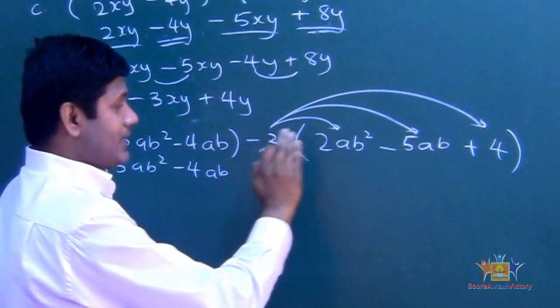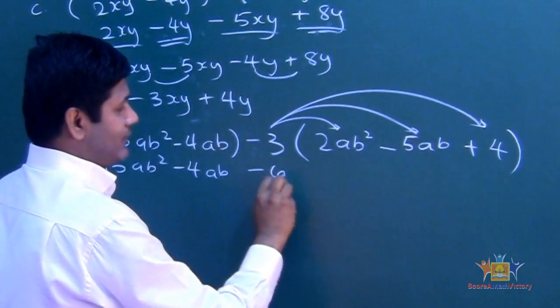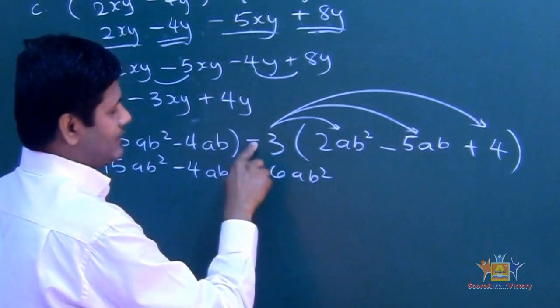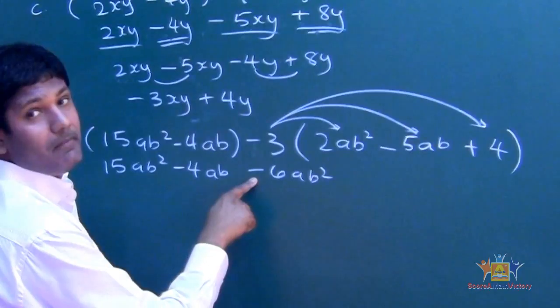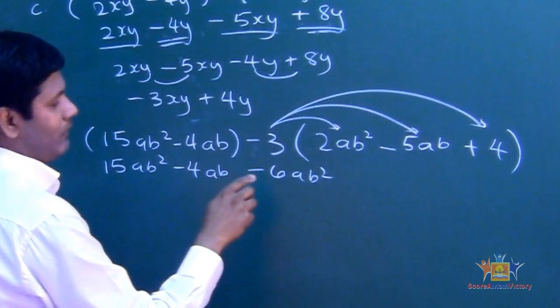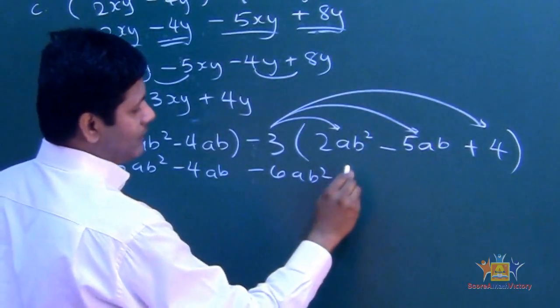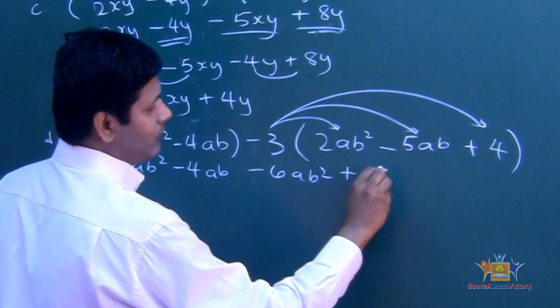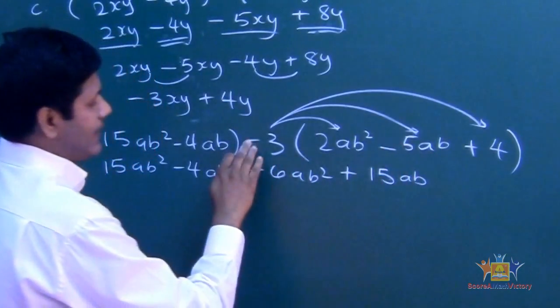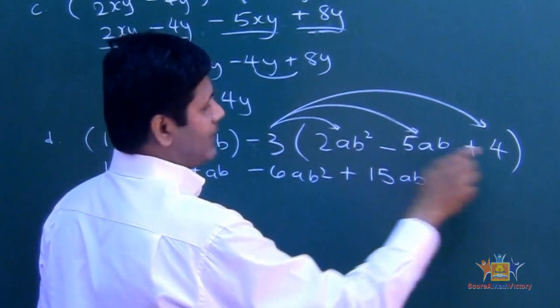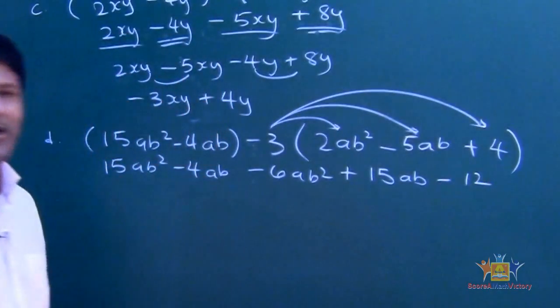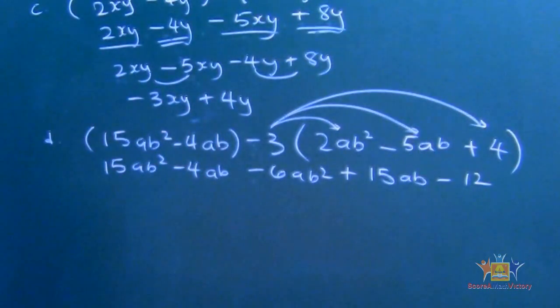Negative 3 times 2 is negative 6ab squared, because negative and positive is negative. Mr. Mac's second law. Very good. Negative and negative is positive. 3 times 5 is 15ab. Negative and positive is negative. 3 times 4 is 12. There you go. Now, what's our next step?